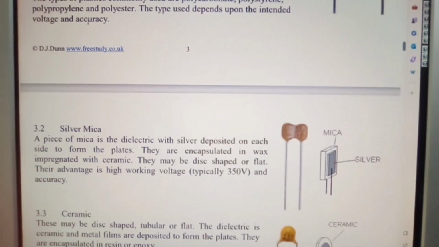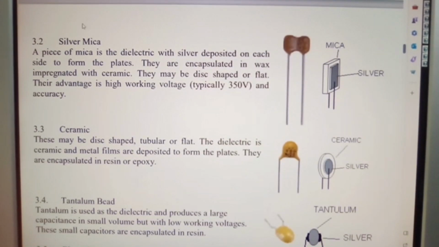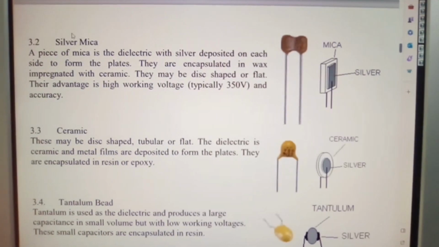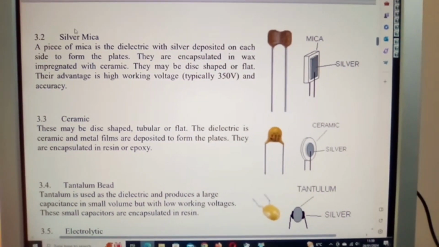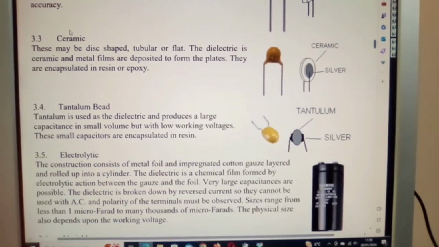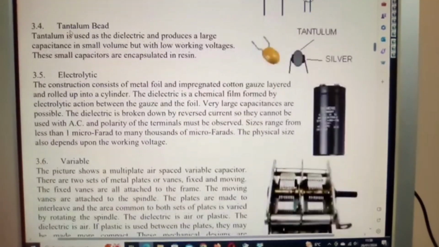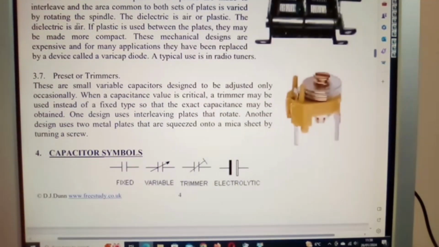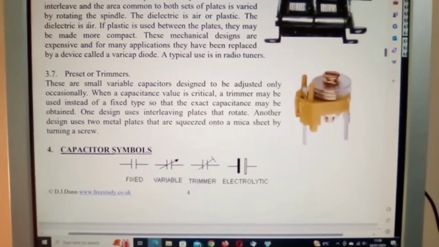I don't know how this is going to roll. Okay, you have different types of capacitors here: silver mica, ceramic, tantalum bead, electrolytic. You have variable. You have the symbols for each there.